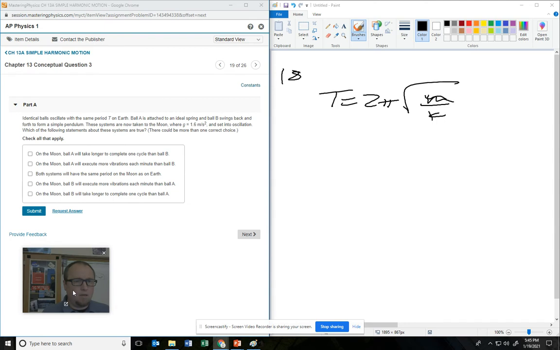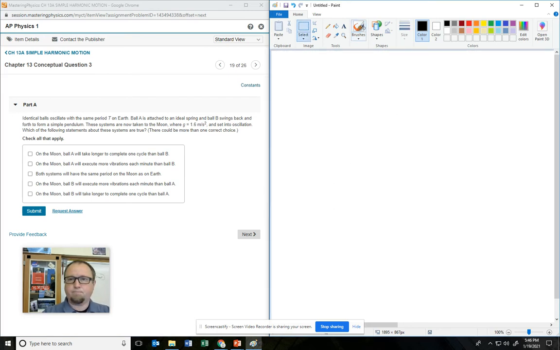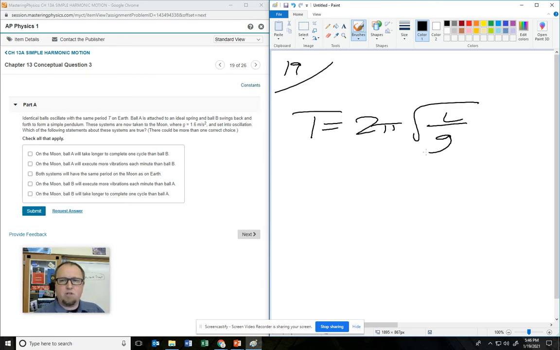All right. On the moon, think about what changes. Number 19. Two little balls, you swing them and you go to the moon. Well, what's going to happen? Period is 2 pi square root of L over g. If you go to the moon, your g is less. So if your g is less, your period is more. So it'll take longer to complete one cycle. True. You'll execute more vibrations each minute? No, it's going to be all sluggish. Both systems will have the same period? No, they won't. On the moon, ball B will execute more vibrations.